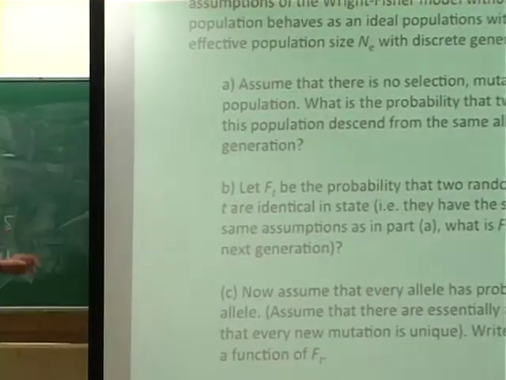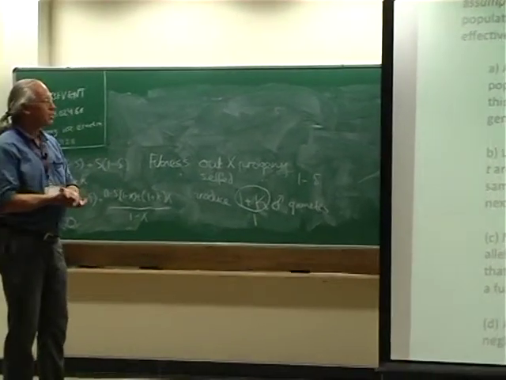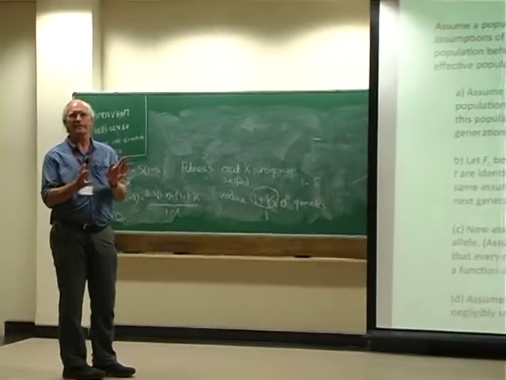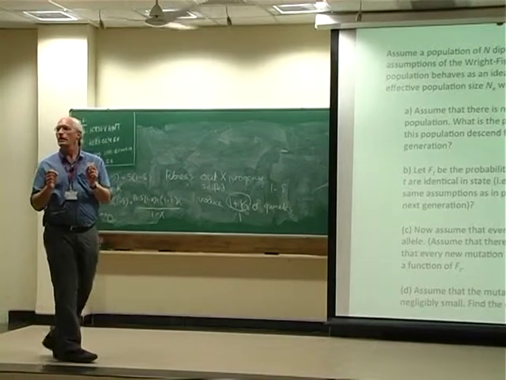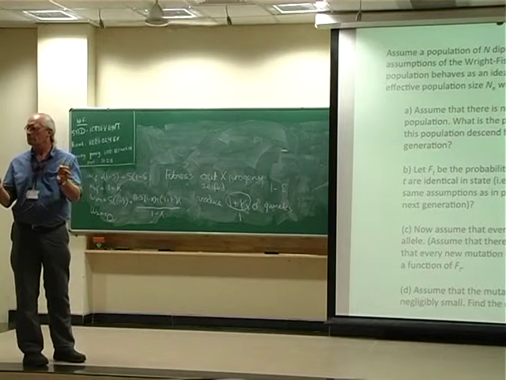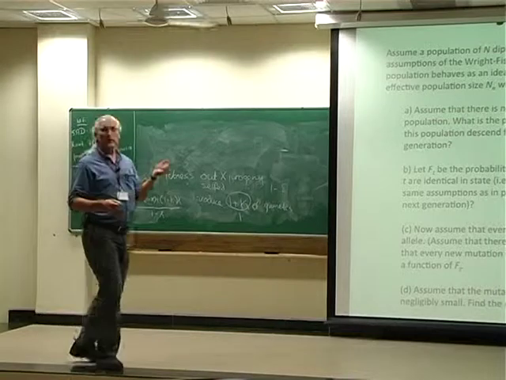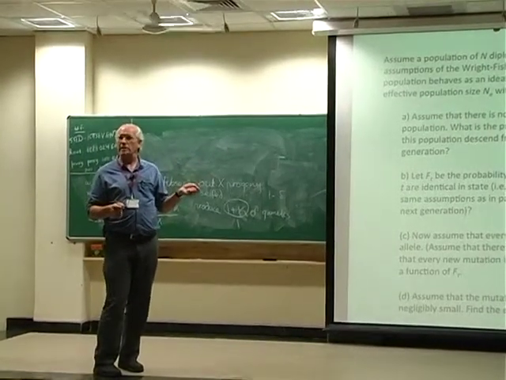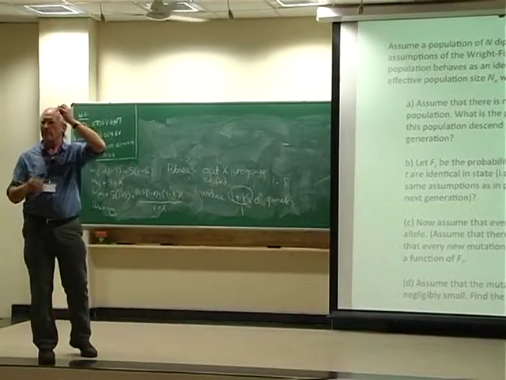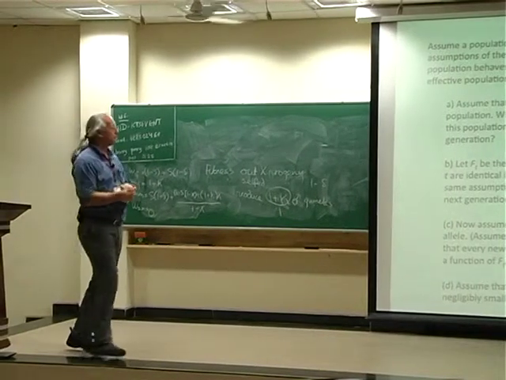Part B. So now let's use F, capital F, sub t to be the probability that two randomly chosen alleles in generation t are identical in state. In other words, if you looked at the DNA sequence of those two alleles, they're identical. They're not necessarily identical by descent. They are identical in state. So when you look at them, they look identical. They may not have had a recent common ancestor.